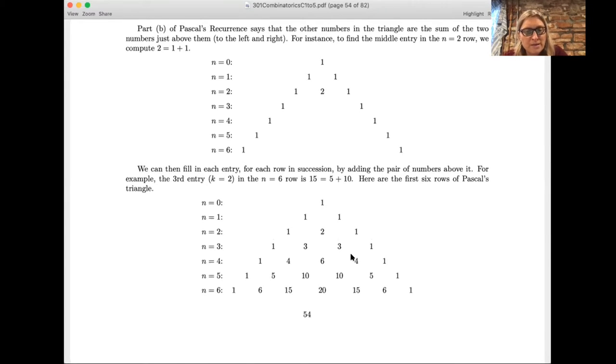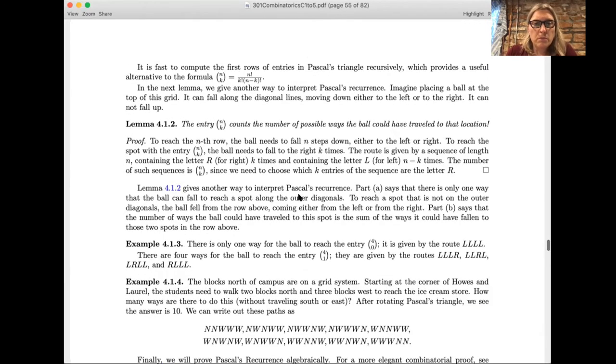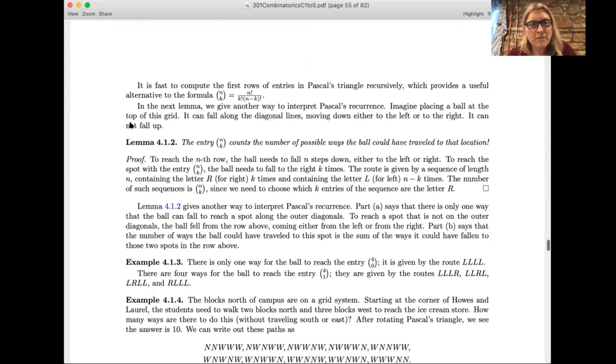You can also prove Pascal's identity algebraically by just writing out what n choose k is. It's n factorial over k factorial times n minus k factorial. And what is n choose k plus 1? It has this more complicated expression. And if you simplify and simplify and simplify that, you'll see that it equals this binomial coefficient. So the one lemma to emphasize here is that this entry, n choose k, counts the number of possible ways the ball could have traveled to that location in Pascal's triangle.